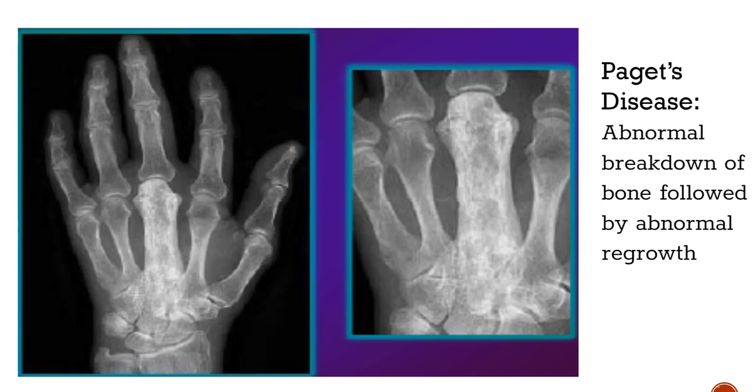And again, this can occur in the pelvis, in the skull. This is different than Paget's disease of the breast. That is a cancer that affects the nipple in a breast, so that is different. But Paget's disease of the bone, just please remember, it's an abnormal breakdown of bone followed by abnormal regrowth.